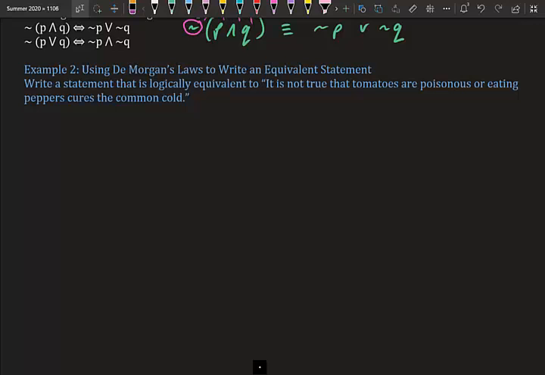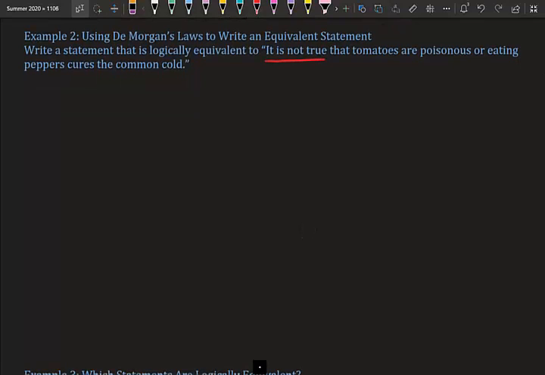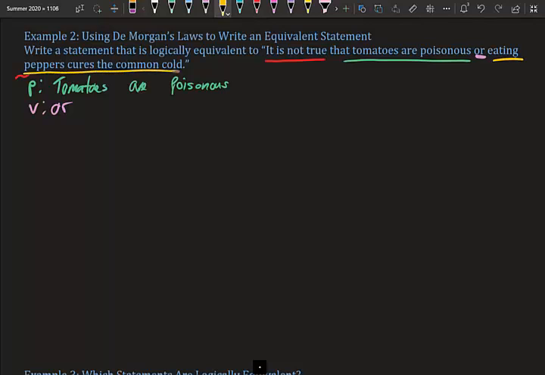Write a statement that is logically equivalent to: it is not true that tomatoes are poisonous, or eating peppers cures the common cold. Just like anytime we're trying to write a sentence or use logic, when we're talking about statements, let's bring out our P's, our Q's, our R's if we have them. Our first statement is, it is not true. So before we even get to anything, we're negating the whole sentence. Tomatoes are poisonous, so let's say that's P. We have our connective of or, and then our next object is eating peppers cures the common cold.